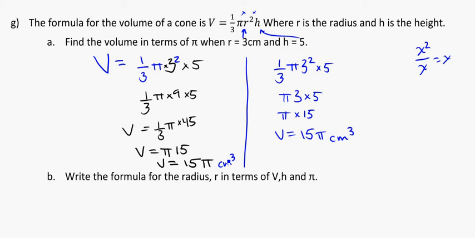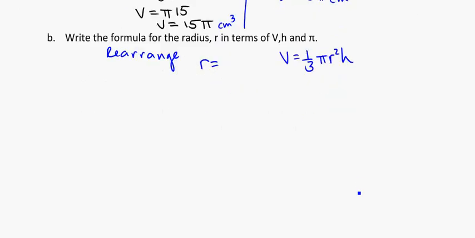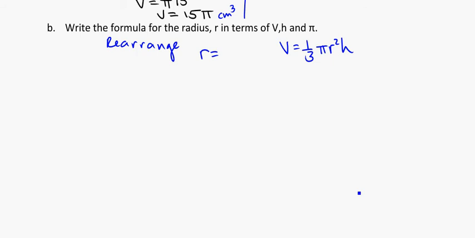Now the next part of this question, they've asked us to write the formula for the radius r in terms of these other things. So this is where they want us to rearrange to figure out how to write the formula as r equals something. So I'm going to rewrite it here. V is equal to 1/3 pi r squared h. Scroll down so we can take a look at it. Remember, we have invisible times signs in here. That's 1/3 times pi times r squared times h.